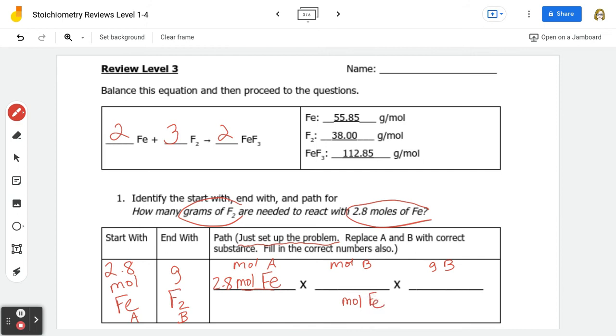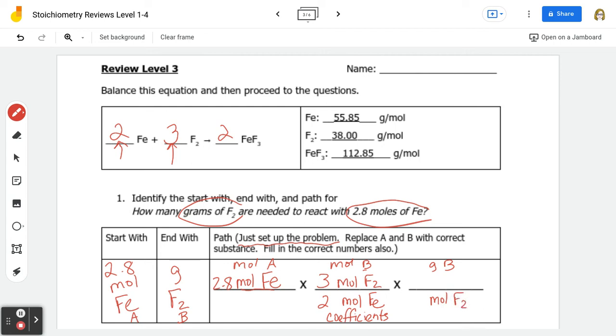And the next step in your path is going to be to go to moles of B. So mole of F2 is going to be at the top. You notice this is the mole to mole ratio, so that's going to come from your coefficients. So maybe write that hint down here for yourself. And so we got Fe with a 2 and F2 with a 3. So a 2 and a 3. Mole of F2 must cancel.